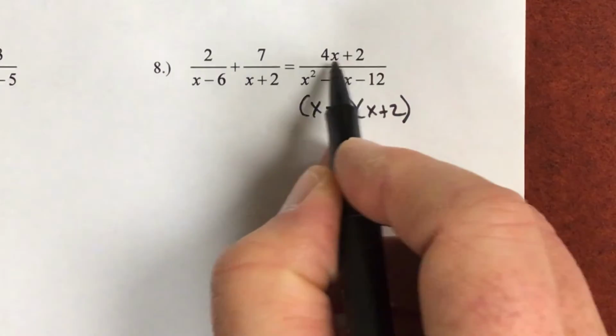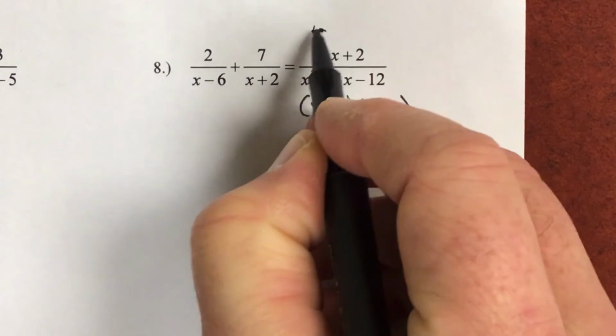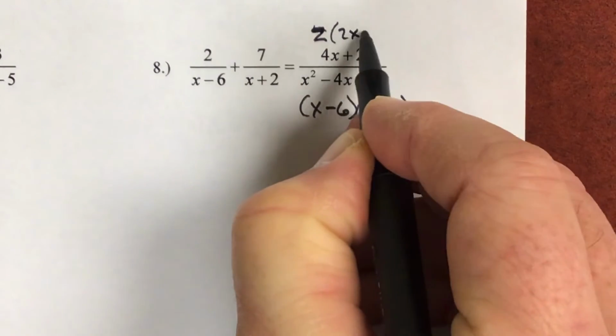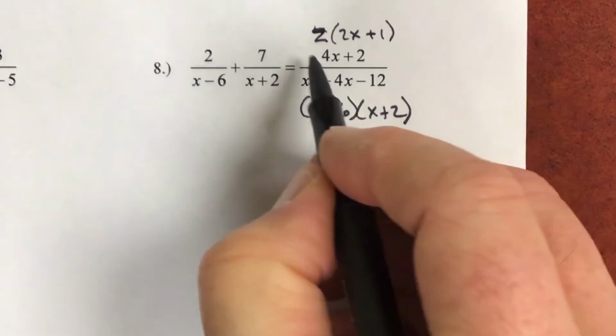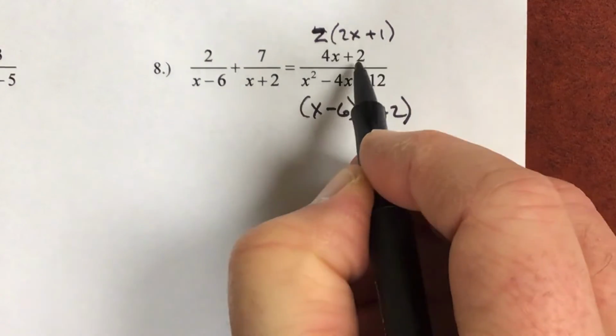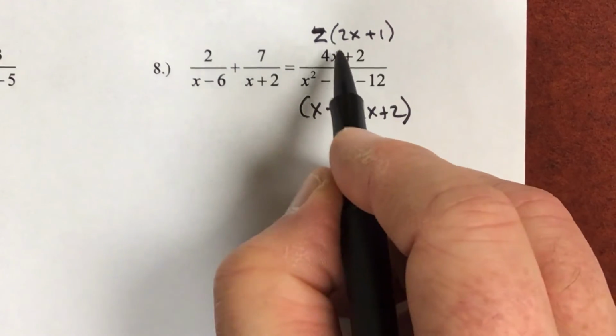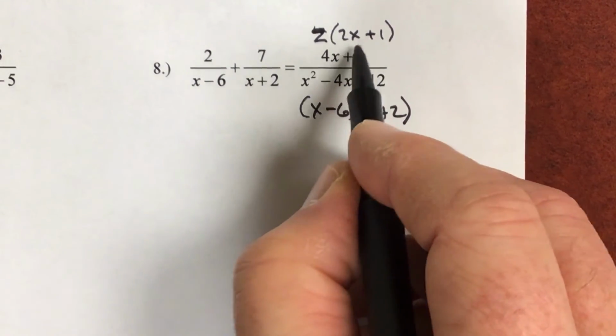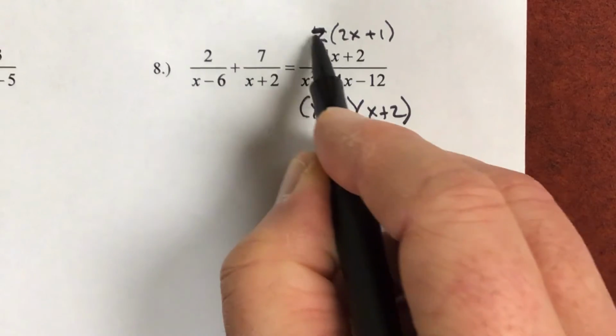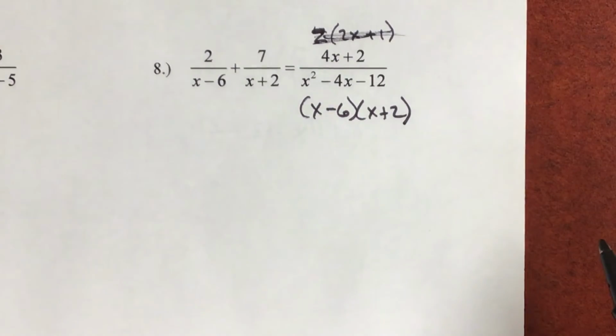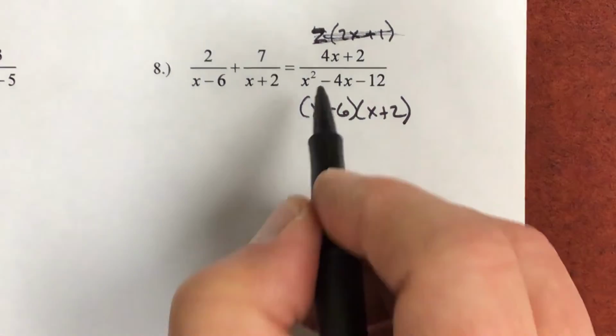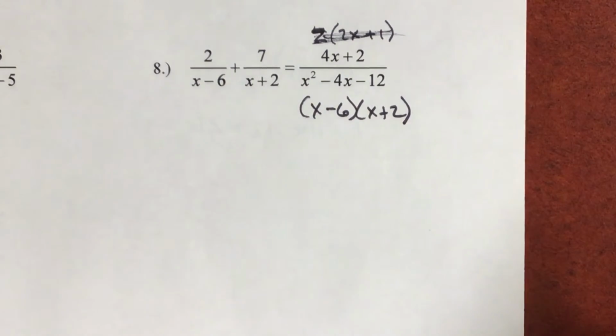It looks like the top one I can factor out of 4, or excuse me, I can factor out a 2, and I'm left with 2x plus 1. Right? 2 times 2x is 4x, and 2 times 1 is 2. So this may be handy. I doubt it, because since I'm solving, I really don't want to do this. I just want to leave this 4x plus 2. So don't do that. Don't do extra work, right? If I'm solving, I want to leave it like that.